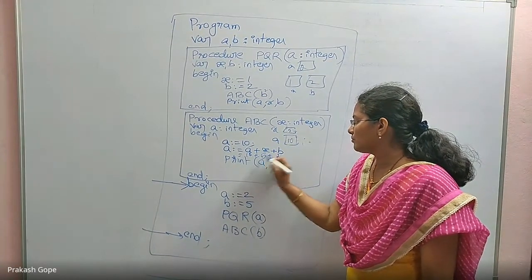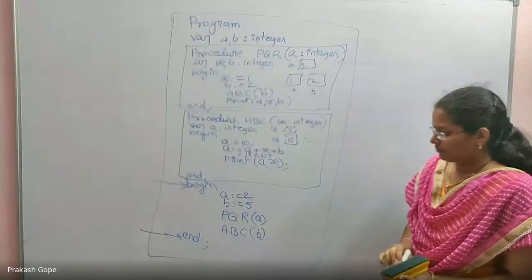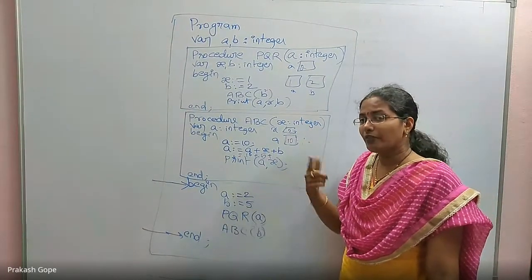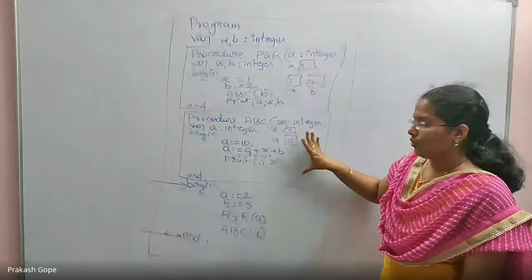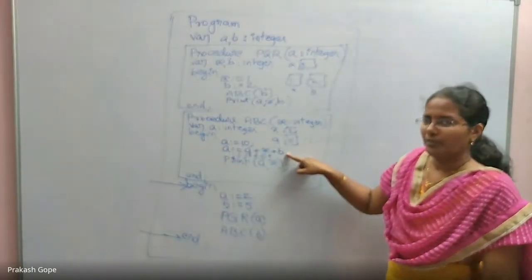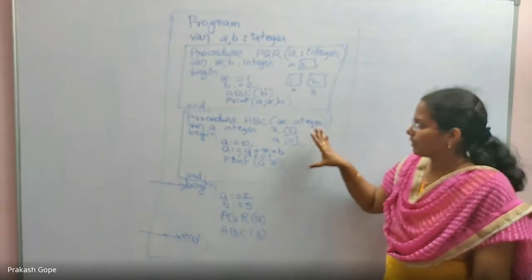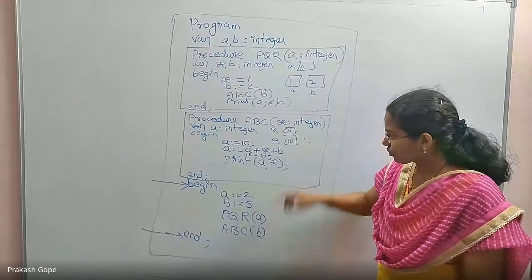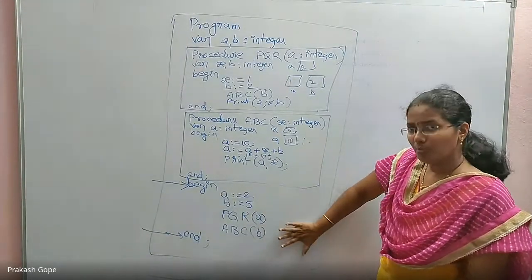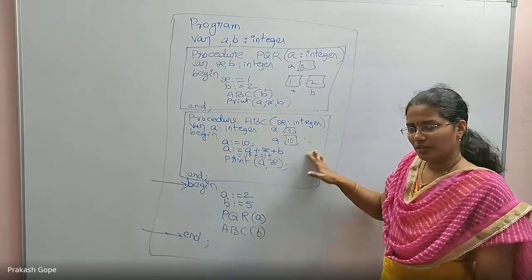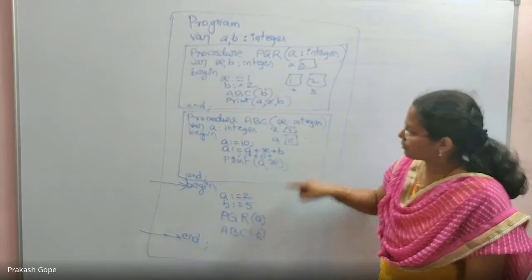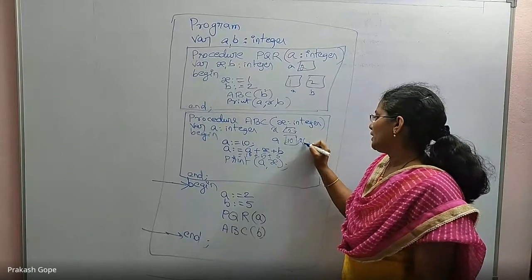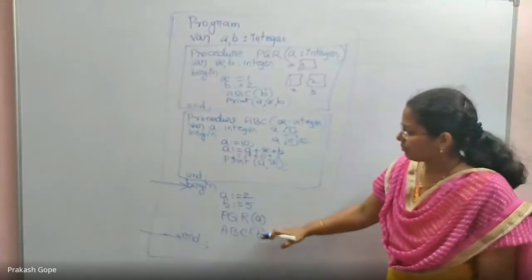What is B now? B is not declared locally. So which B should I access? The scope is dynamic scope. So B is the calling environment's B. Dynamic scope always says the calling environment's B. Who called ABC now? Because of this call I came here, right? The main program called. The global program called ABC, so I will access the global program's B. The global program's B is 5. So the total value will be 20 and that value gets printed. Execution completed, go back. That's all.